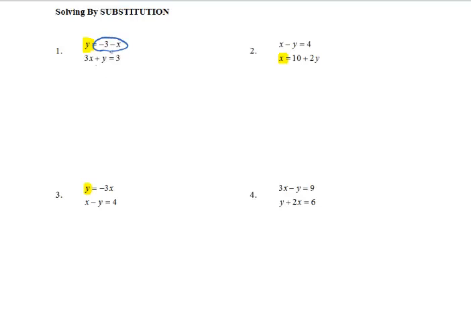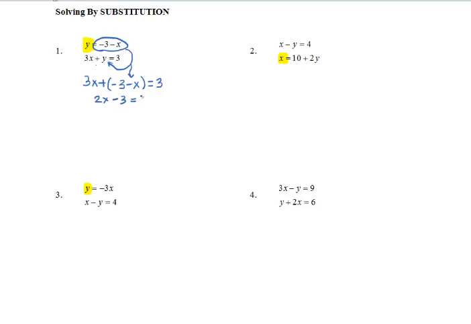In example number 1, y is equal to negative 3 minus x. I'm going to take that and put it in the y place because that's what it's equal to. So 3x plus y, instead of writing y, I'm going to put in parentheses what y was equal to in the first equation, and then finish it off equals 3. I'm going to solve this equation and get x. What I've accomplished now is going from two equations with two different variables down to one equation with only one variable, which I can easily solve.